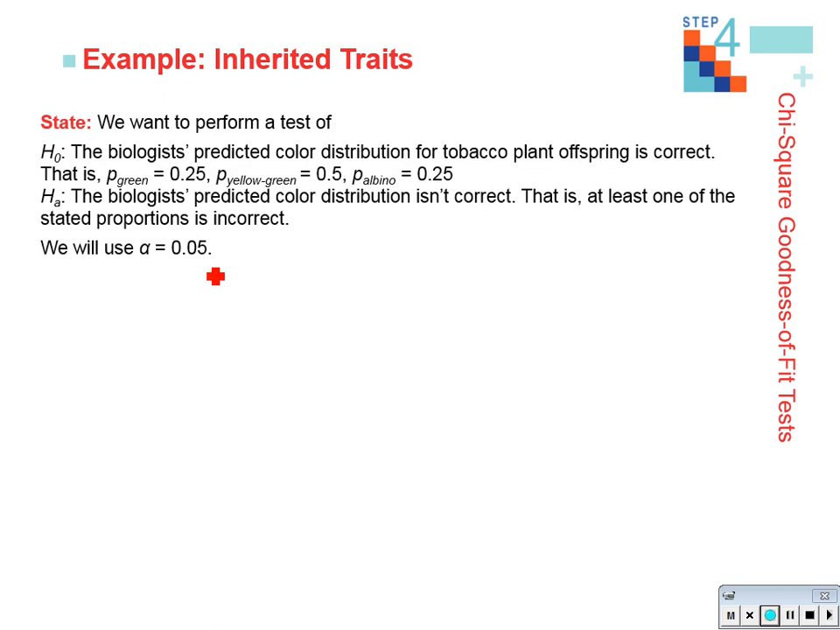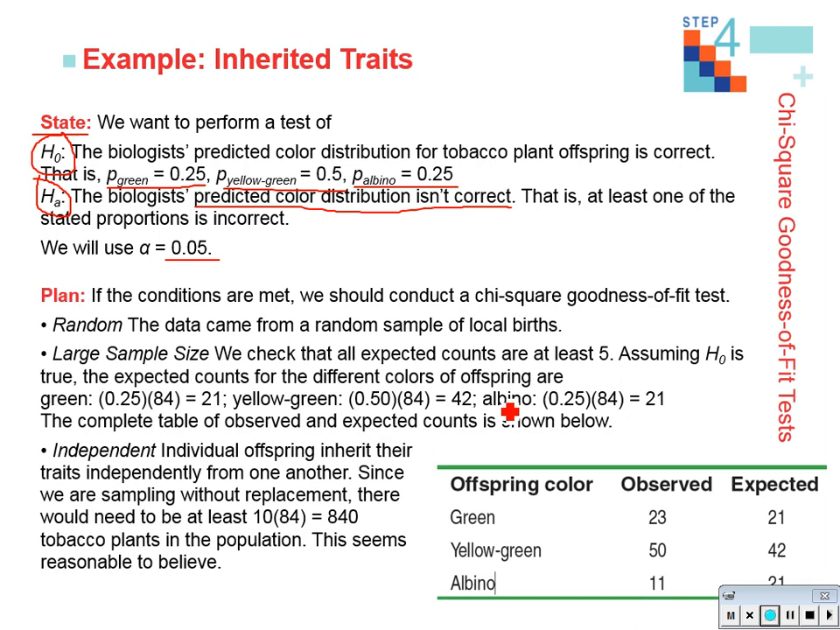So if you're looking at this, once again, in a state, plan, do, conclude format, we want to mention first the null and alternative hypotheses. The null hypothesis is that the percentage of plants that would be green would be 25%, yellow-green would be 50%, and albino would be 25%. The alternative is that at least one of those predicted color percentages would be incorrect. And we're going to do this at a 0.05 significance level. So in the plan for this, we're going to do a chi-square goodness of fit test.